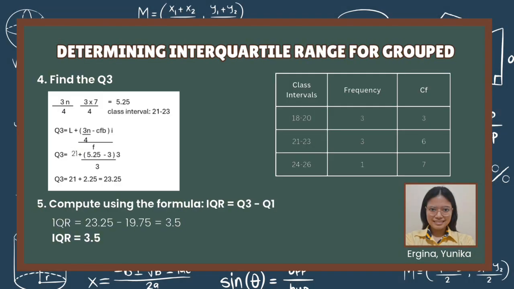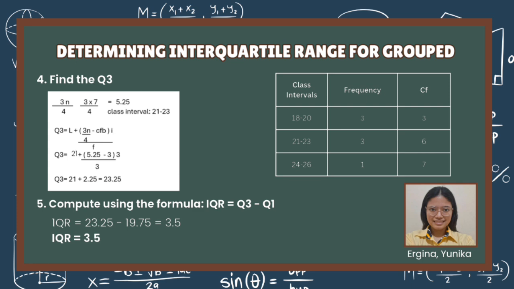After finding Q1, we will find the Q3. To find Q3, we will multiply n by 3 divided by 4. So 3 times 7 divided by 4 is 5.25. 5.25 belongs to the cumulative frequency of 6. This means that we are going to use the class interval 21 to 23.